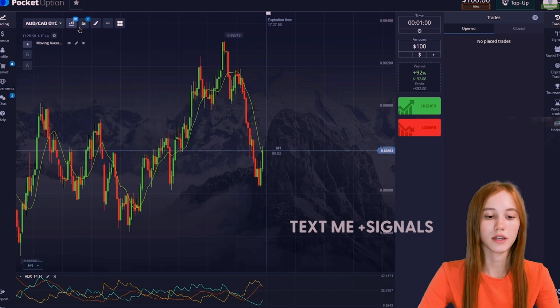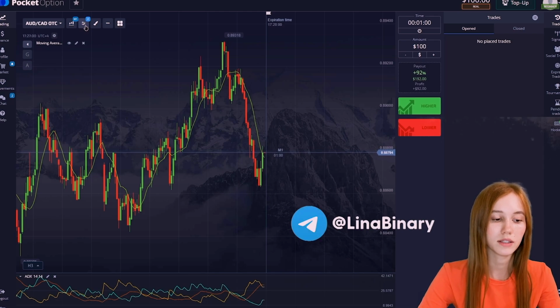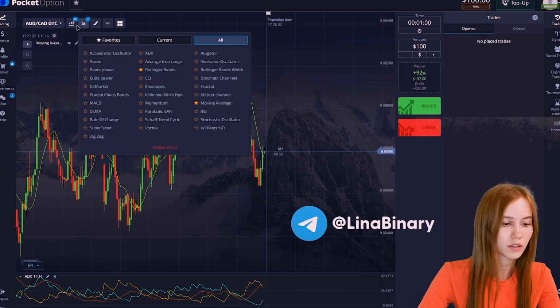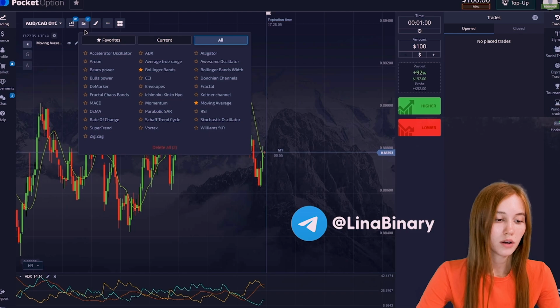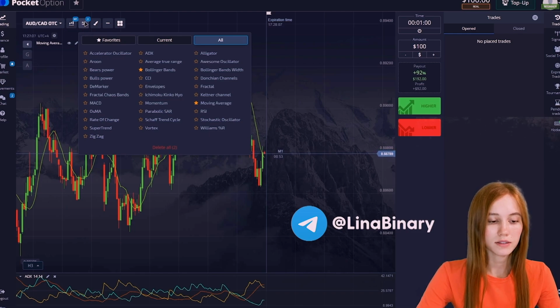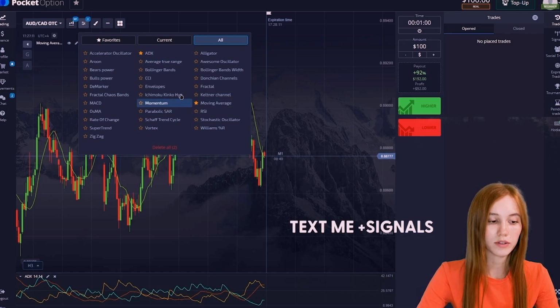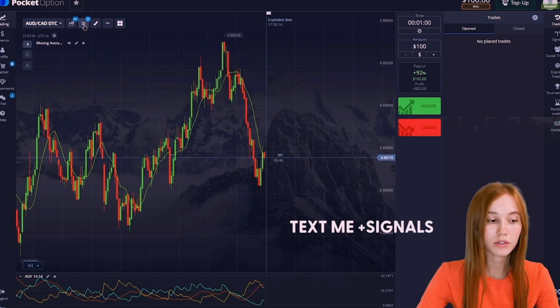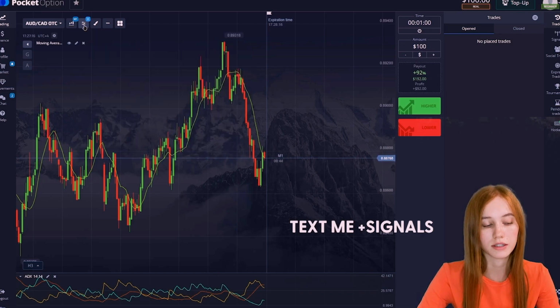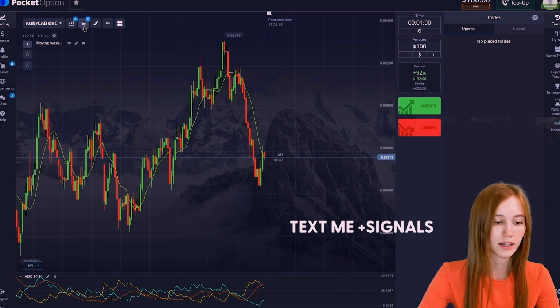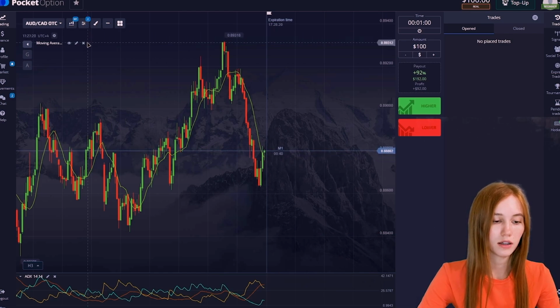You can turn on the indicators by clicking here. For us, it's ADX and moving average. Let me tell you more about these indicators. Let's start with the moving average in more detail. This is the green line. I can highlight it. Here are its settings.